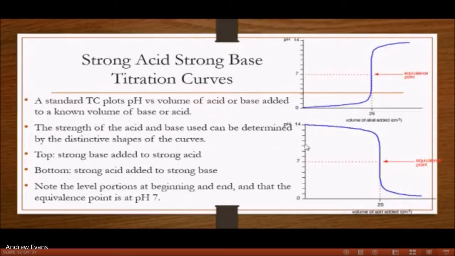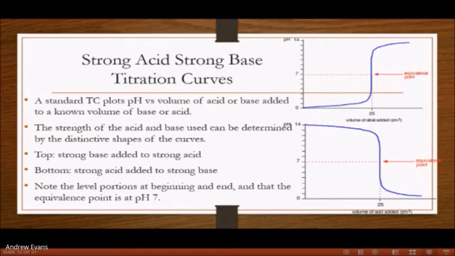Okay. So the first thing is looking at a titration curve graphically. What we see here on the right is both a strong acid with a strong base. So a strong base is added to a strong acid. And then on the bottom, a strong acid is added to a strong base.